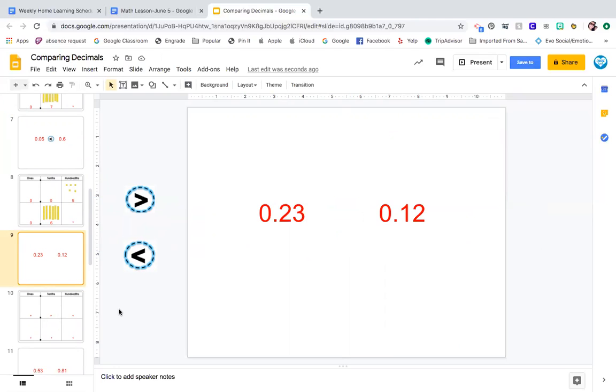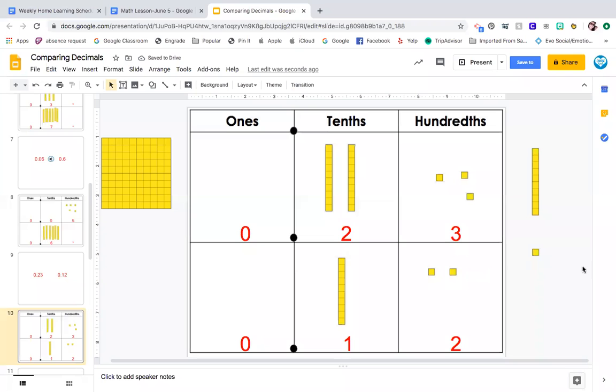Okay, for this one, I'm going to have you do the work with the base 10 blocks. We're going to compare 0 and 23/100ths to 0 and 12/100ths. In a moment, I'd like you to pause the video, build these two decimal numbers, and then think about whether 0 and 23/100ths is greater than or less than 0 and 12/100ths. All right, we'll check together in a moment. Go ahead. Okay, so how'd you do?